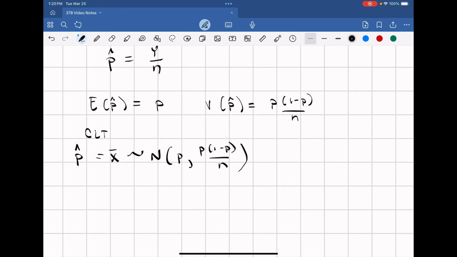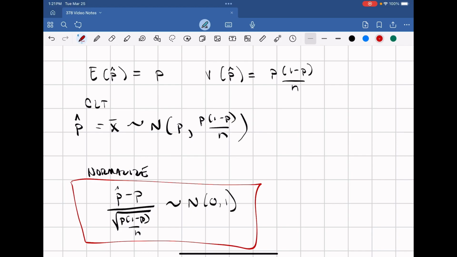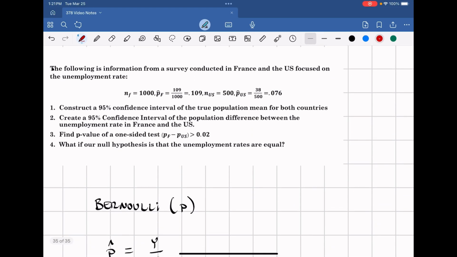So now that we have the central limit theorem, we can then normalize this to say that p hat minus p over the square root of the variance, which is p, 1 minus p over n, is going to be distributed as a standard normal. So we can use this and then turn to our standard normal distribution table to be able to answer these questions. So that's the foundation of what we have as we go to answer questions 1 through 4.